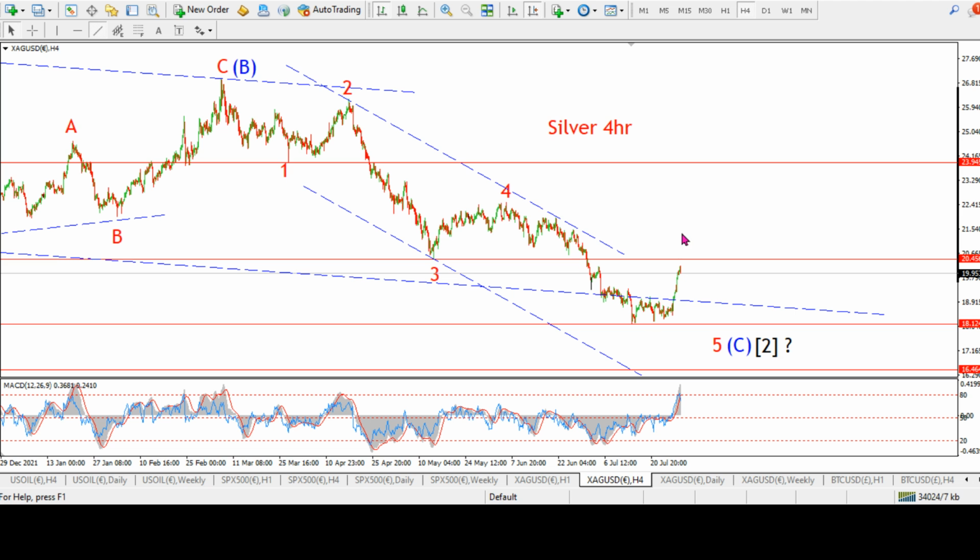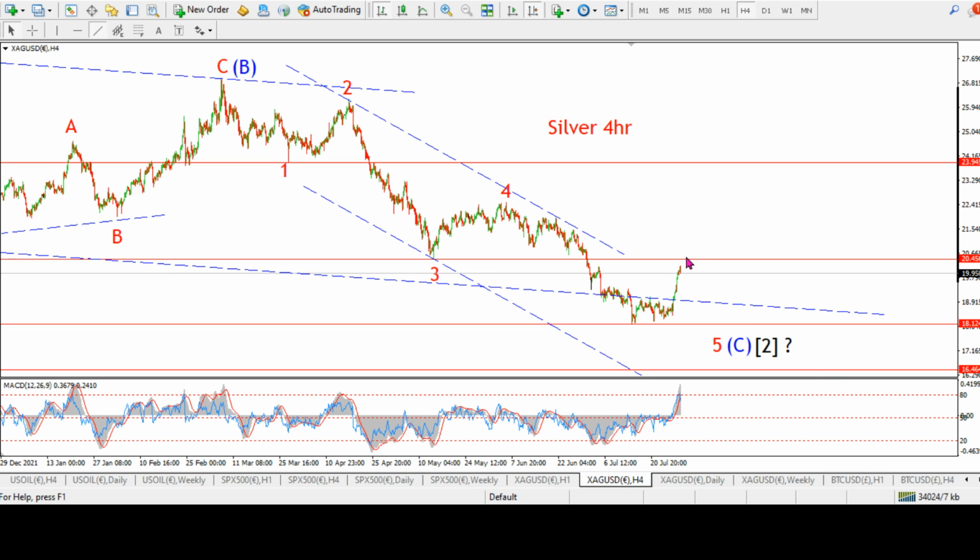We move on to silver. We've had a nice run higher in silver today. Again, I have to explain myself. I am actually bullish on silver long term. As you can see from my pattern here, I'm looking for a second wave correction to complete. I just don't think we're done with this fifth wave down in wave C yet.